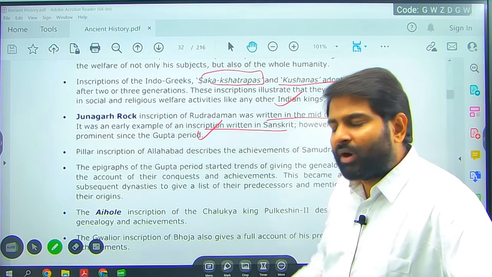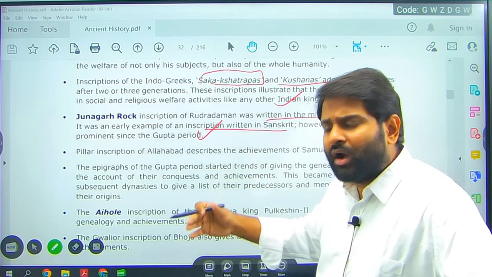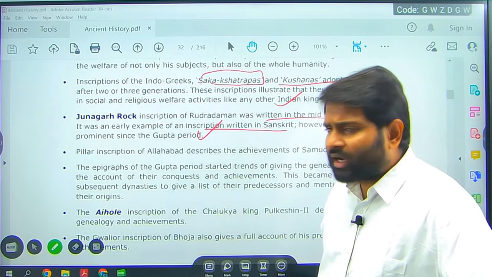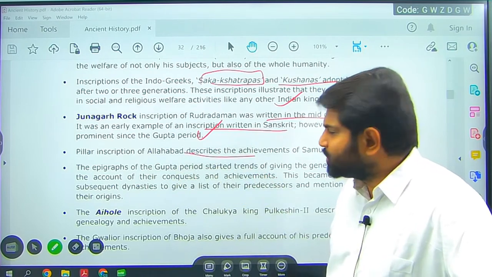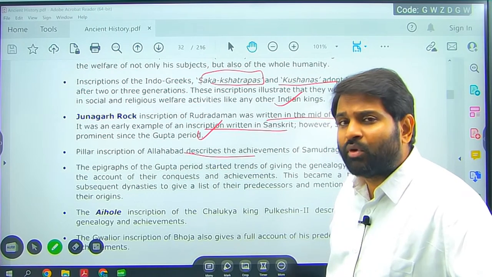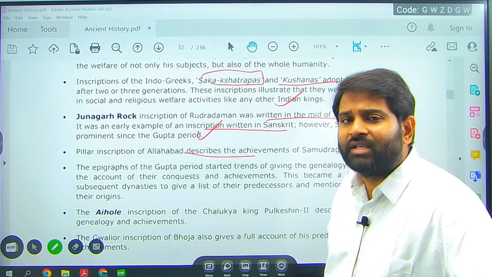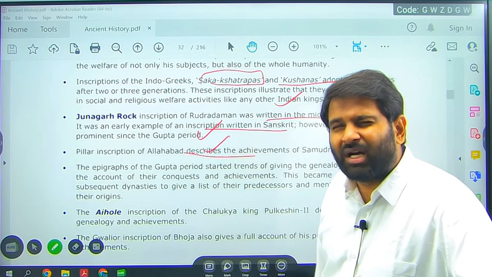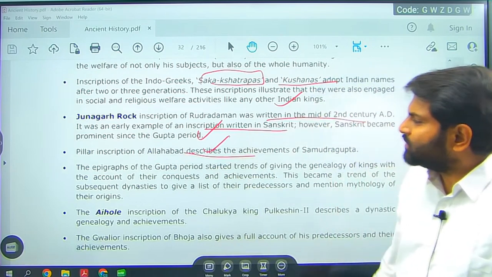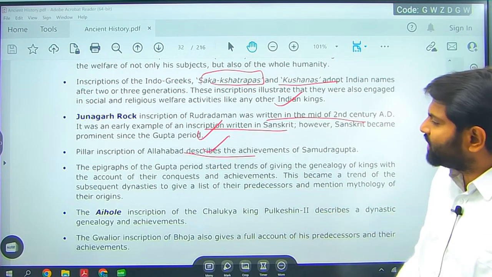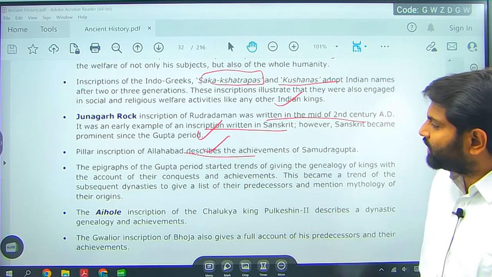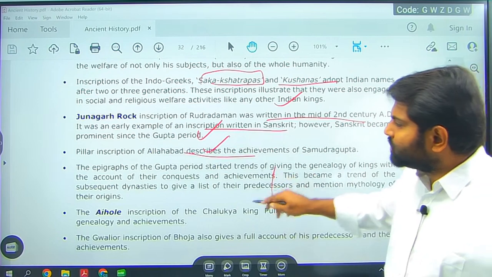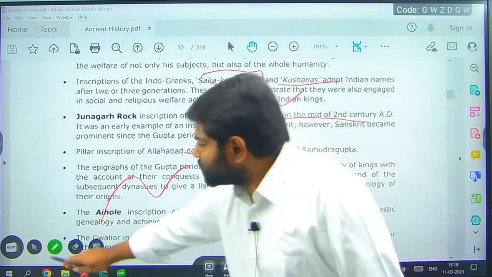Apart from the Ashokan pillar inscriptions and rock edicts, we have Junagadh, right? Apart from that, the Allahabad pillar inscription describes Samudragupta. As I spoke before, epigraphical sources are important for understanding Samudragupta. His conquests are available in the Allahabad inscription, although the pillar is now in Qutub Minar, right? The epigraphs of the Gupta period started the trend of giving the genealogy of kings with an account of conquests and achievements. This became the trend for subsequent dynasties, to list the predecessors and mention the mythology of their origins. So epigraphy in the Gupta period is also important.